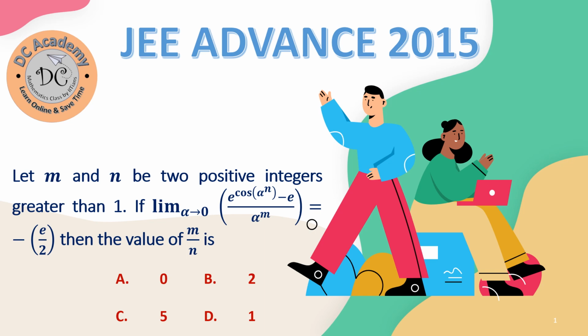In this video, we're going to solve a particular problem which appeared in JEE Advanced 2015. So let's go ahead and understand the problem. Here it says that the limit as alpha tends to 0 of the given function is equal to minus e by 2. And we need to find the value of a. So basically, it's a problem of finding the limit. If we obtain the limit, our job is done. Okay, let's go ahead and try to solve that problem.